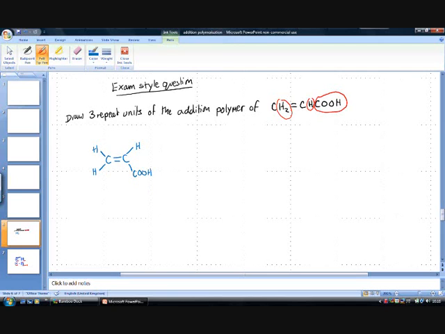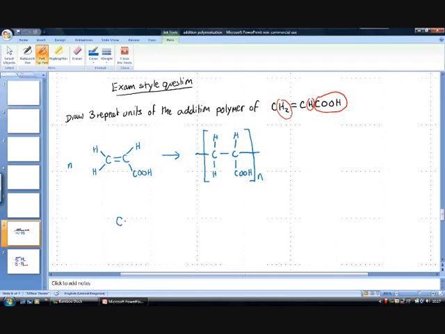Now it's easy. We can treat it just like we did with the other examples. We need N number of them, and it will polymerize. Double bond springs open. The 4 groups stay in the same place. We put the square brackets round and put the N to show we've got lots of them.